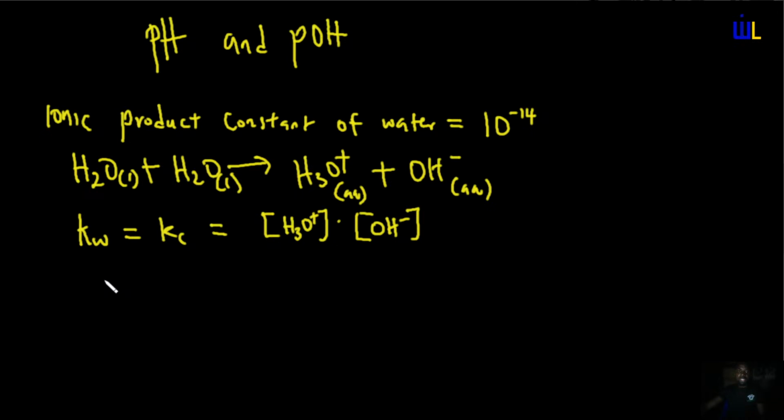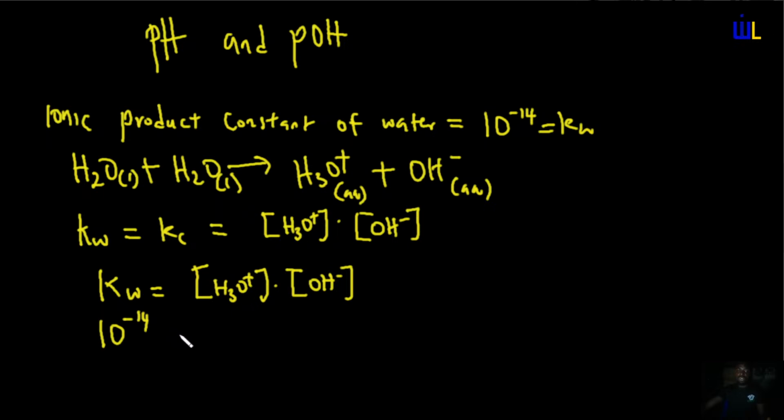So the conclusion of that statement is the ionic product constant of water is equal to the concentration of H3O plus times the concentration of OH minus. Now, have this in mind that we said this ionic product constant, which is K of W, its value is 10 raised to power minus 14. And once you have that, you find out that 10 raised to power minus 14 is equal to this times this.